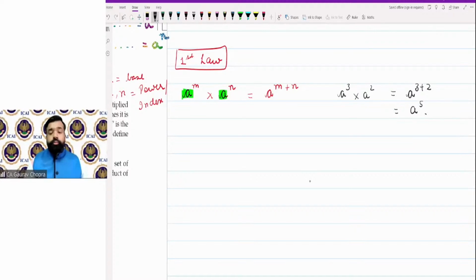All right. Now let's take one more example. A to the power of 1 by 4 multiplied by a to the power of 3 by 4. Now what will be the result? You have to answer now. What will be the result? I'm waiting.